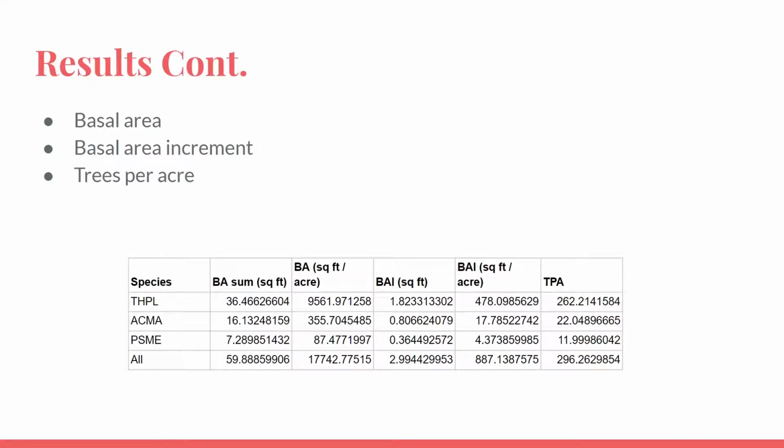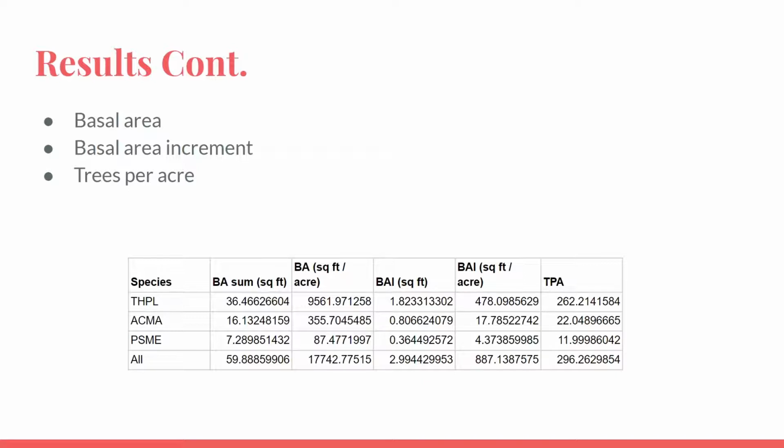When looking at basal area, Thuja plicata had the largest amount with 9,561.9 square feet per acre. Next was Acer macrophyllum with 355.7, and even smaller was Pseudotsuga menziesii at 87.4 square feet per acre.